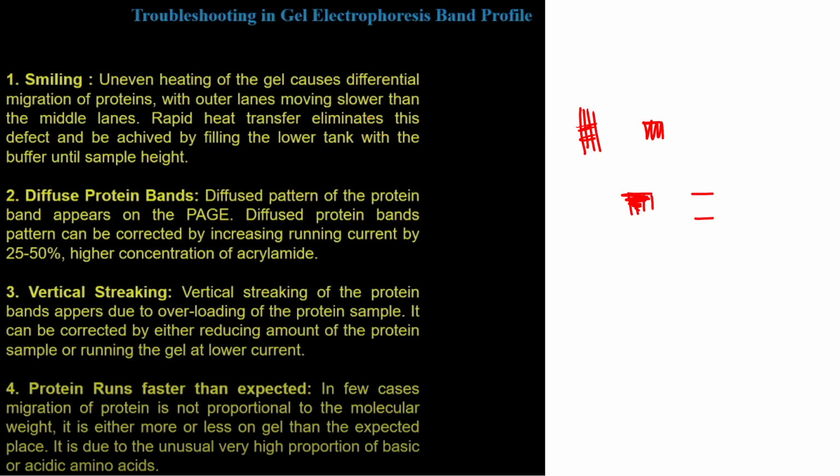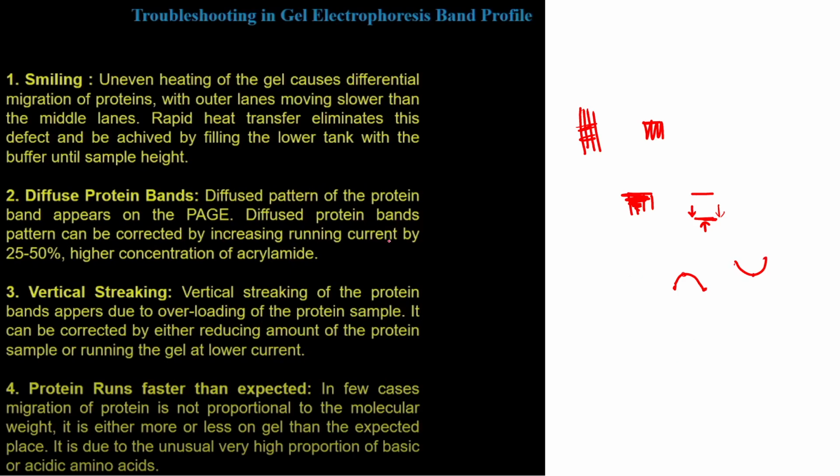So how does the gel get heated? When we are supplying a particular voltage to the gel, due to the flow of current, some heat is generated in the gel. Uneven heating can cause differential migration. What do I mean by differential migration? This is the protein band that I desired to get, but this part and this part will move faster, whereas this part will move slower. As a result, we will get something like this. The ends have moved faster, but the middle part has moved slower, or vice versa: the ends have moved slower, but the middle part has moved faster, and that's why we get smiling bands.